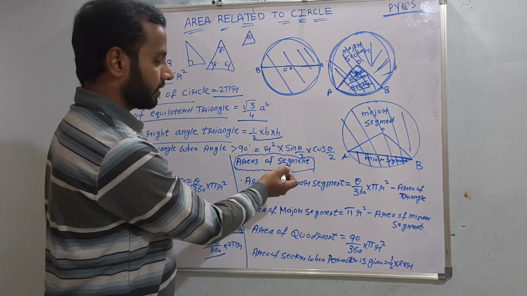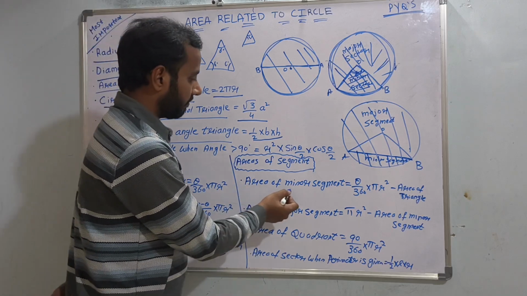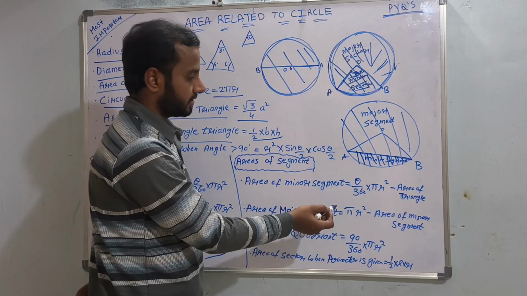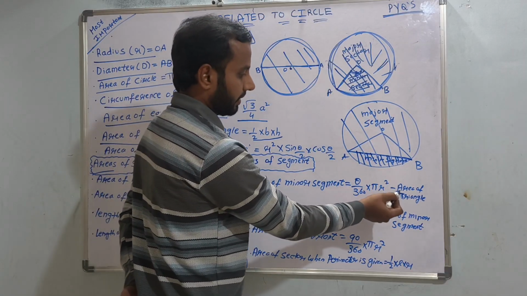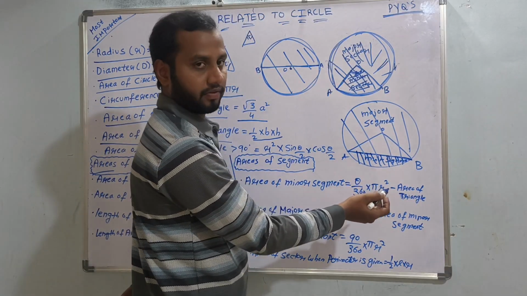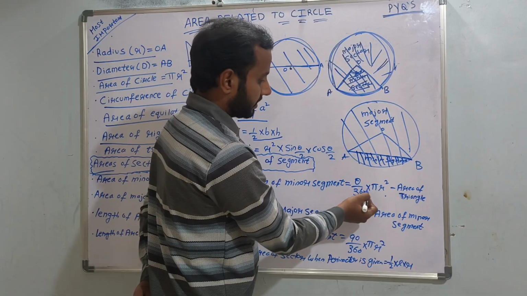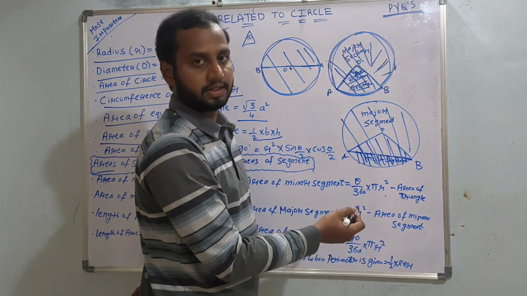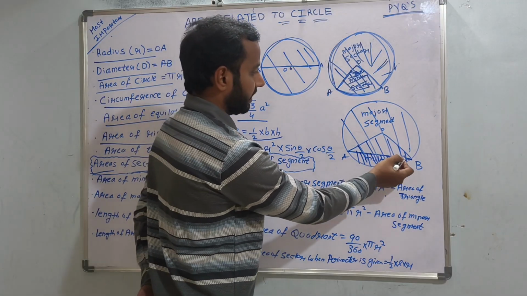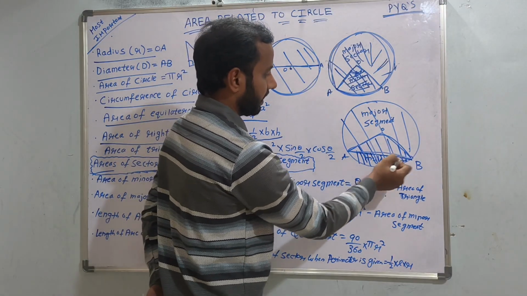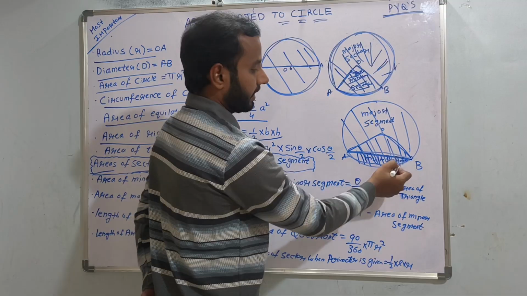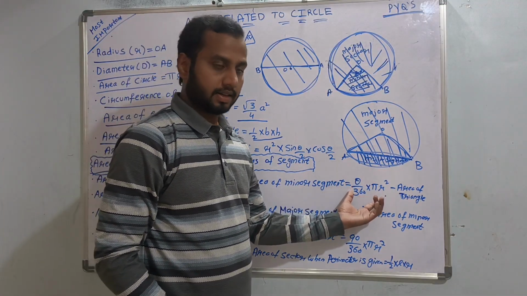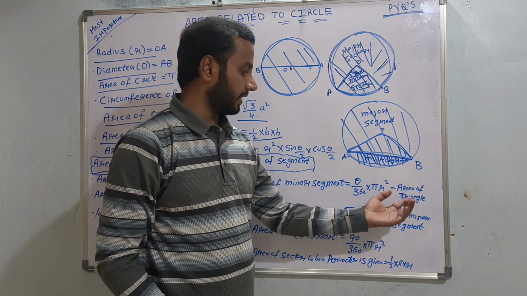Now coming to the area of the segment. To find the area of the minor segment, I will use the formula theta by 360 into pi r square minus area of triangle. Why do we use the area of the triangle? The formula theta by 360 into pi r square is the complete area of the minor sector. If I cancel out the area of the triangle, I get the area of the minor segment. That is why the formula is area of minor sector minus area of triangle.